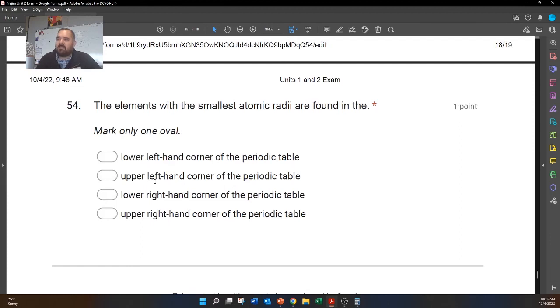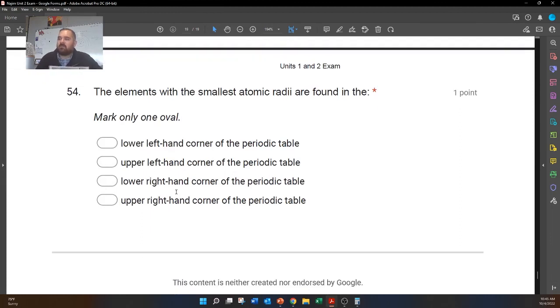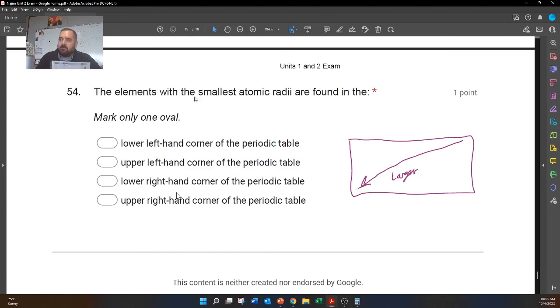The element with the smallest atomic radii are found where? So atomic radii, we know that as you move down and to the left, elements get larger. So the smallest elements are going to be in this corner, and that's going to be the upper right hand.